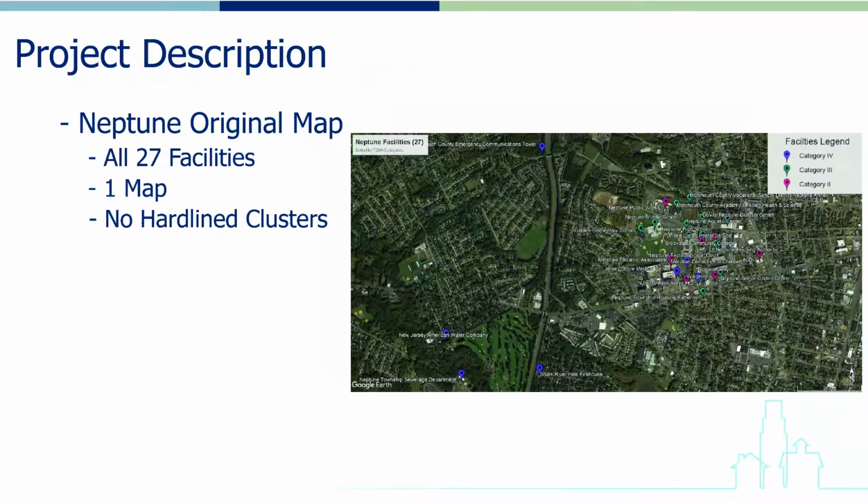Likewise, the original map, created based on the spreadsheet for Neptune, identified 27 critical facilities, but has not yet prioritized them or organized them into identifiable and prioritized clusters.